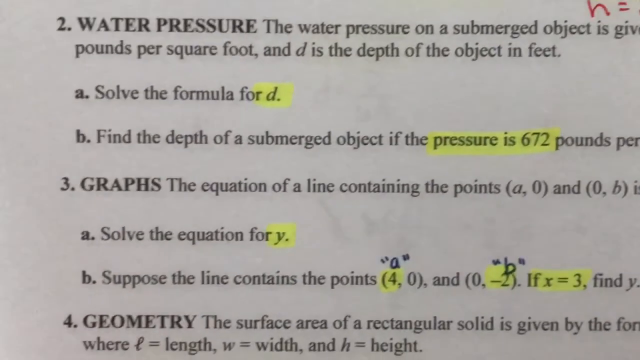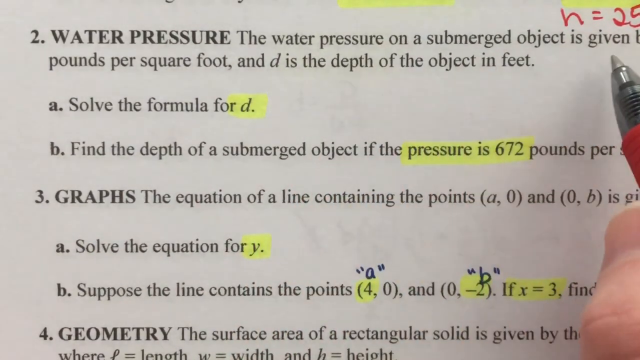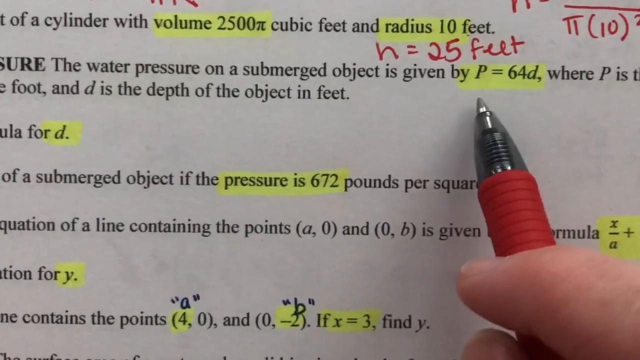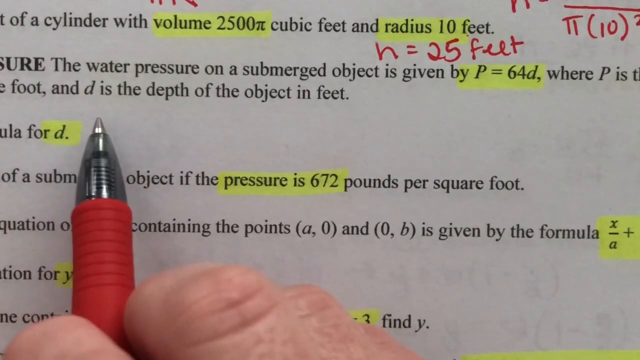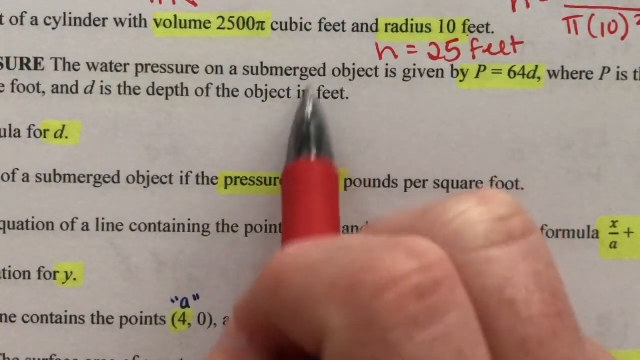Okay, number 2. Water pressure. The water pressure on a submerged object is given by P equals 64D. That's it. That's our equation we have to work with. P is the pressure in pounds per square foot, and D is the depth of the object in feet. So again, we're getting measured in feet.